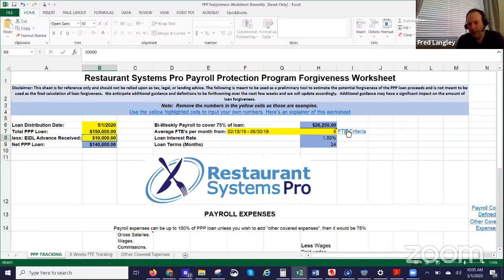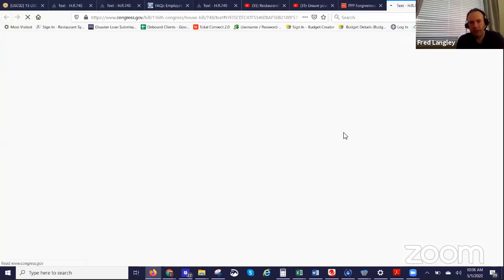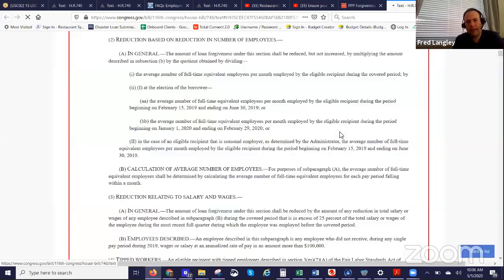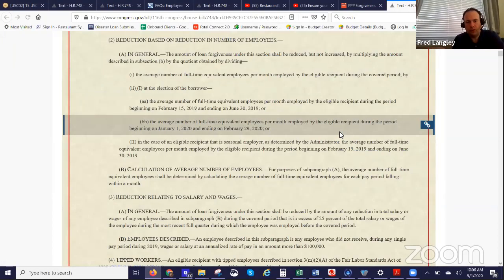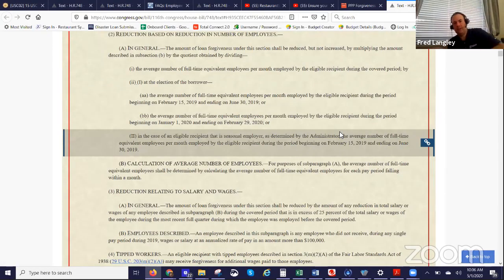Right here, this FTE criteria button here, it's going to explain these cells and what you can do. And I'm going to click it so you can see how it loads. And what I want you to realize is you got to be a little bit patient. It takes you to congress.gov, and then be patient with it and let it load. I found that it's not always working, and I found that it works better in Chrome. So here we go, that's Chrome. If you give it a second, it will load directly to the part of the bill. Well, I guess it's a law now.